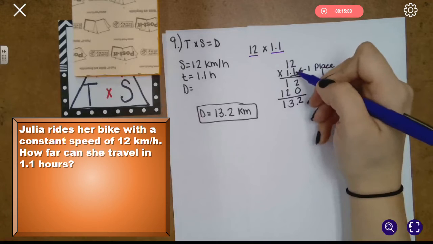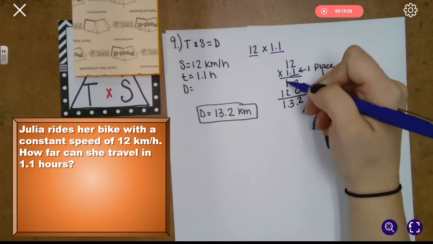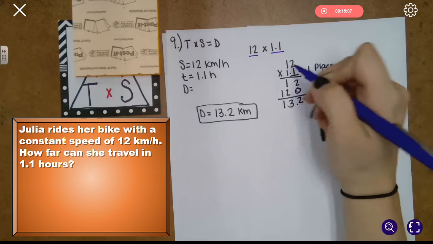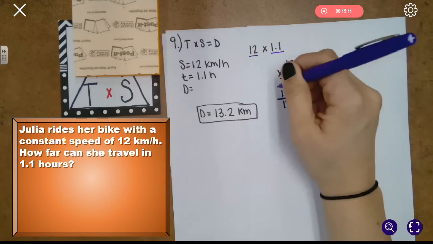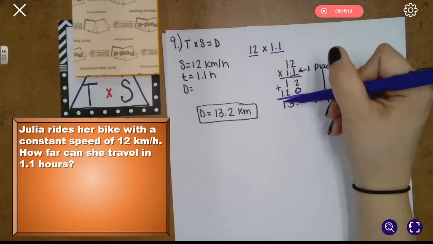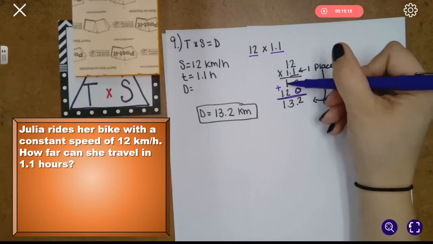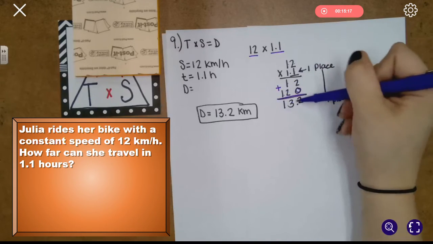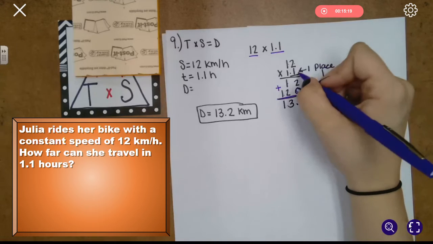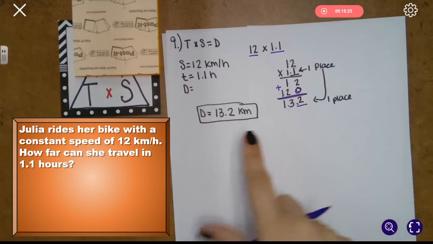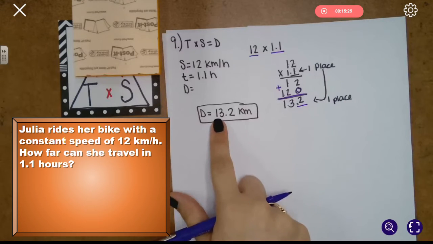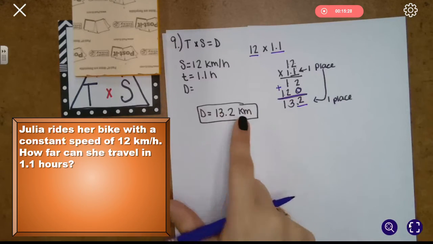Set it up. 1 times 2 is 2. 1 times 1 is 1. Add your placeholder 0. 1 times 2 is 2. 1 times 1 is 1. Add up those numbers. 2 plus 0 is 2. 1 plus 2 is 3. 1 and 1. 1 and nothing is 1. 1 decimal place in our problem, 1 decimal place in our answer. Your answer should be 13.2 kilometers.